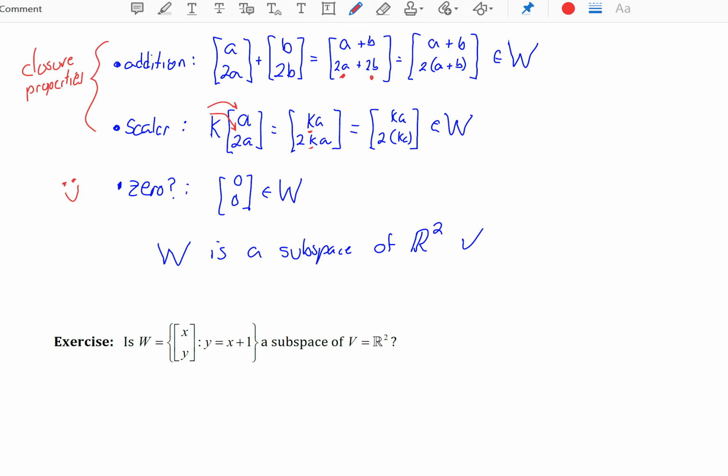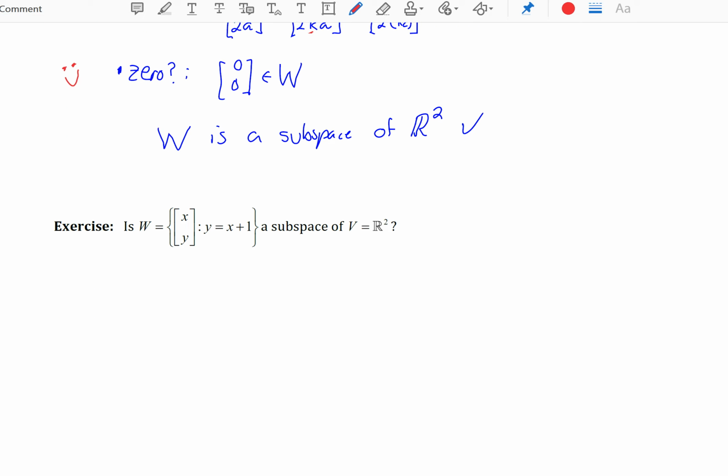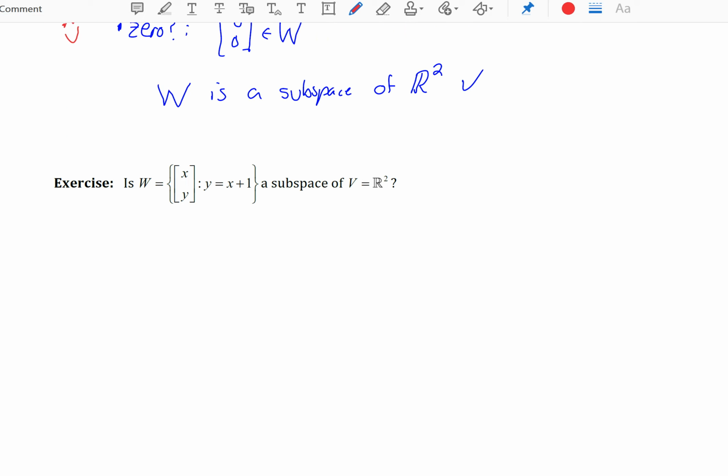Let's look at another example. Is W, the set of ordered pairs where y is equal to x plus 1, a subspace of R2? I'd like to give you a minute to look at this one on your own. So if you could maybe pause the video and verify that it satisfies the closure properties, or show that it does not satisfy one of the other properties. After you've taken a moment to think about it, unpause the video and let's see if we agree. I will see you in a moment.